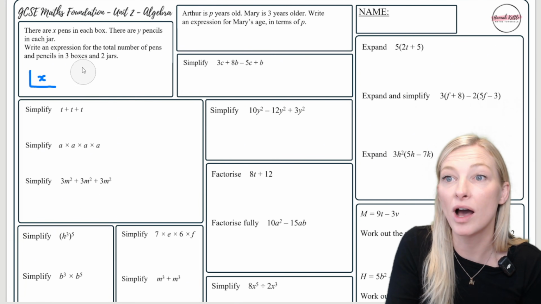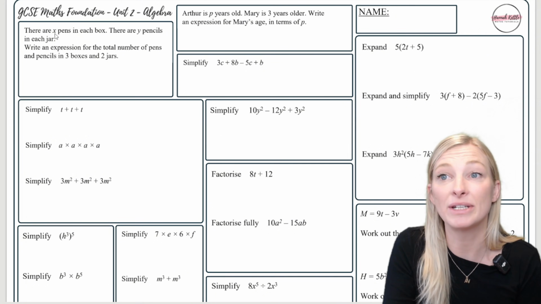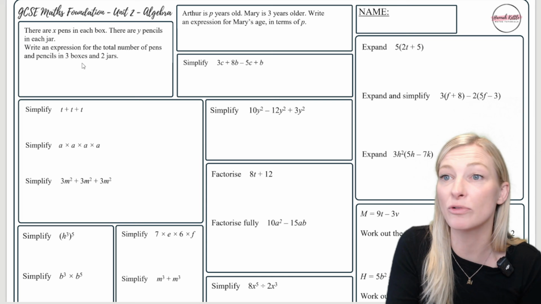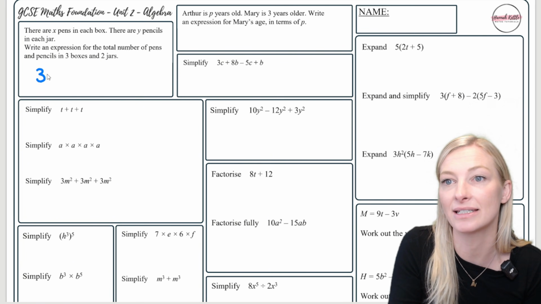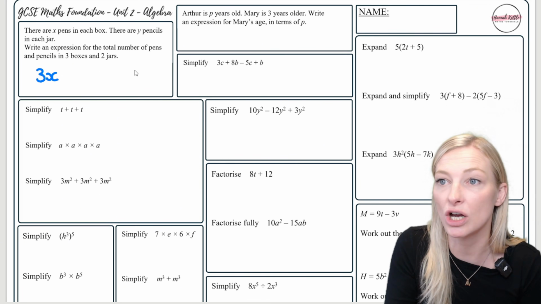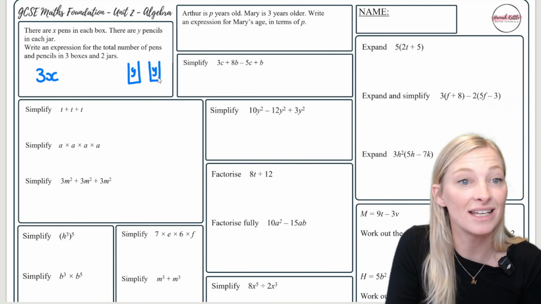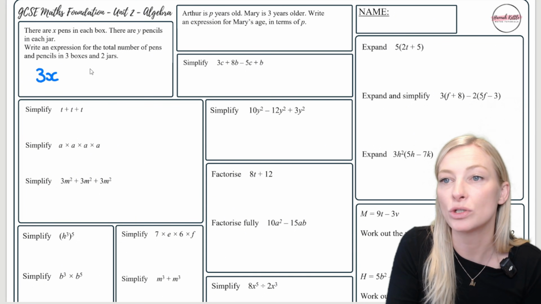If there were 5 pens in each box, you would do 3 times 5. If there were 7 pens in each box, you would do 3 times 7. So we're just going to multiply the number of boxes by how many pens are in each box. So that is 3x there. And also we have y pencils in each jar. So if we have a jar and we have another jar with y pencils in each, that is 2 lots of y. So altogether for the pencils, 2 lots of y.